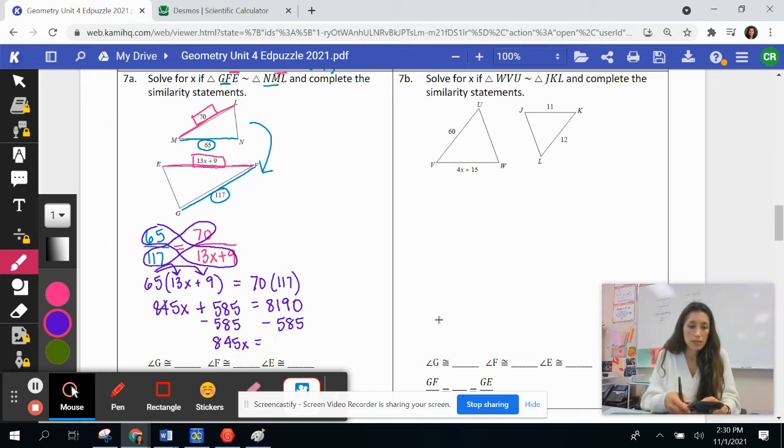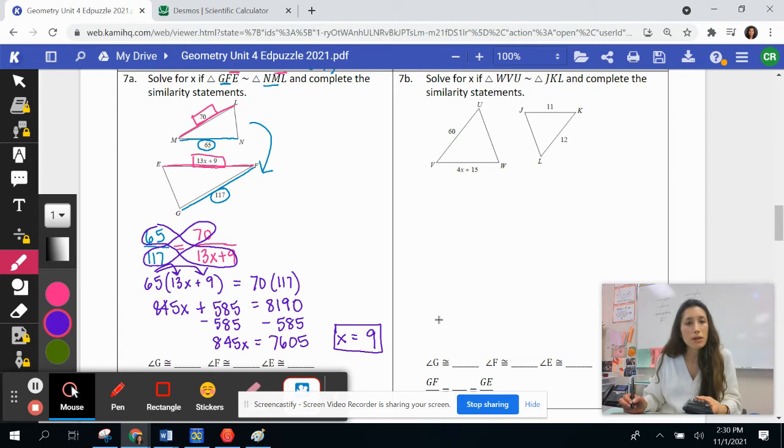845x is equal to 7,605. And then our last step is just to go ahead and divide by the 845 on both sides. And this is going to give us a value of x equaling 9.